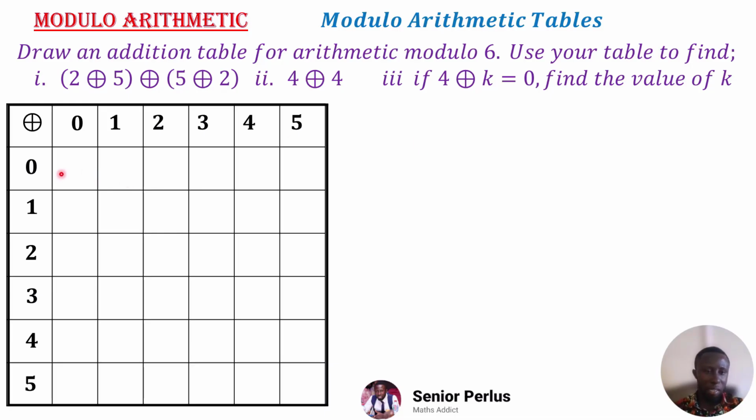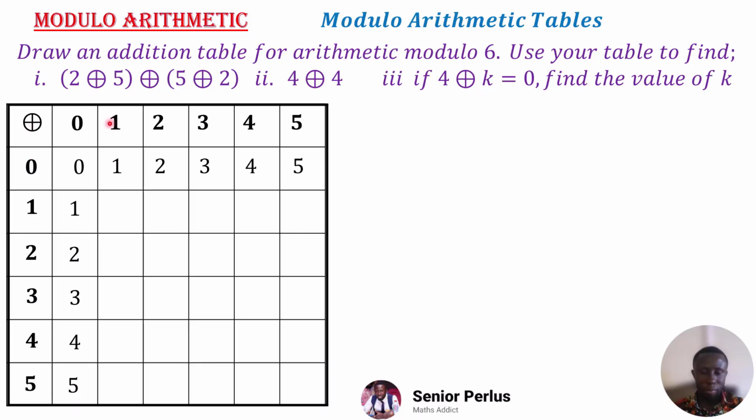So we start from here. 0 plus 0 is 0. 0 plus 1 is 1 in mod 6, it's still 1. 0 plus 2 is still 2. All of these are less than the mod, that is 6, so it's the same. The same applies here. This is how we fill the table.